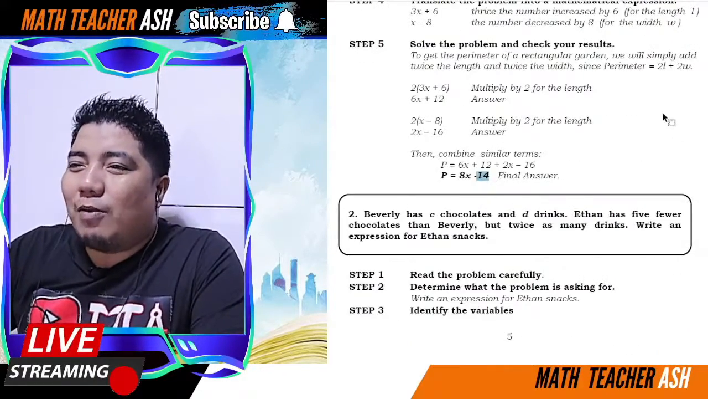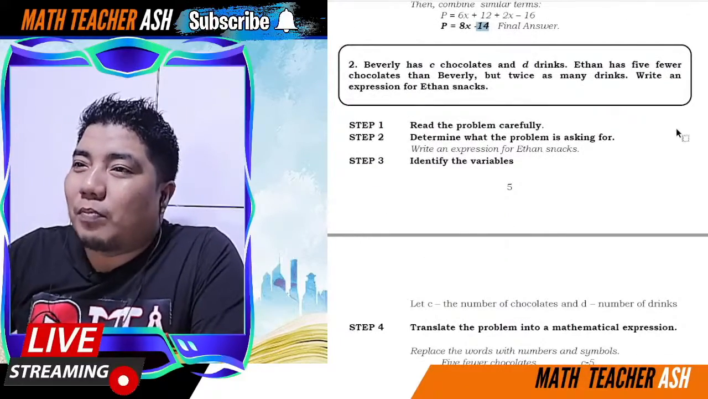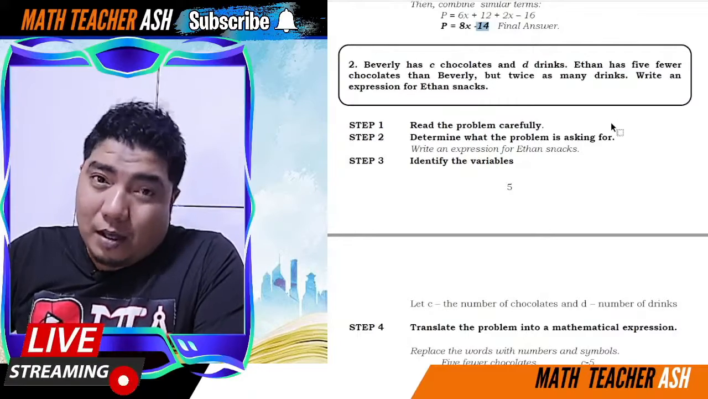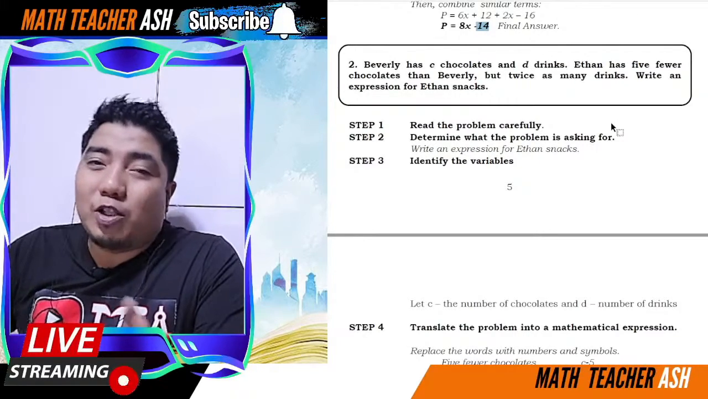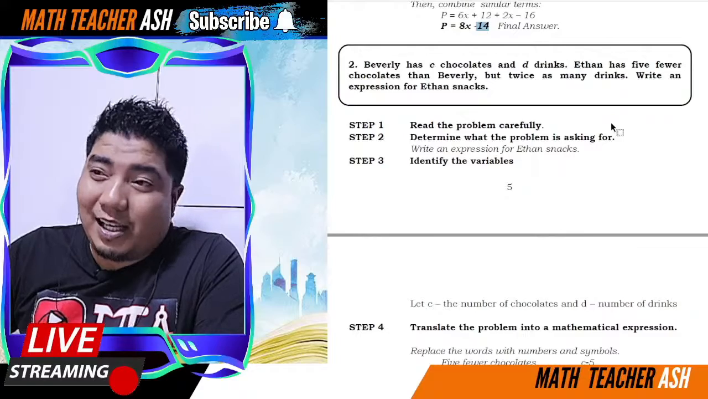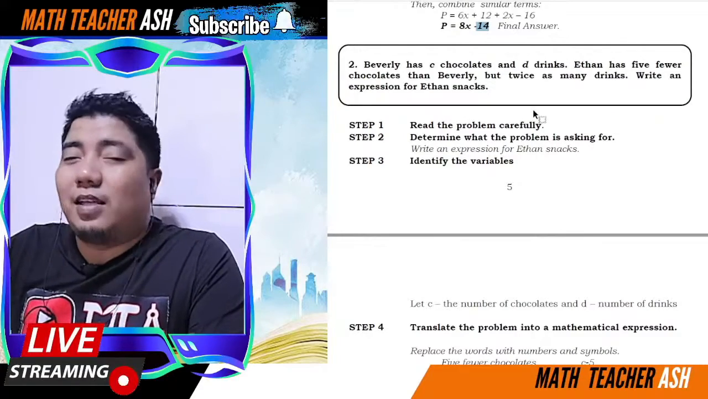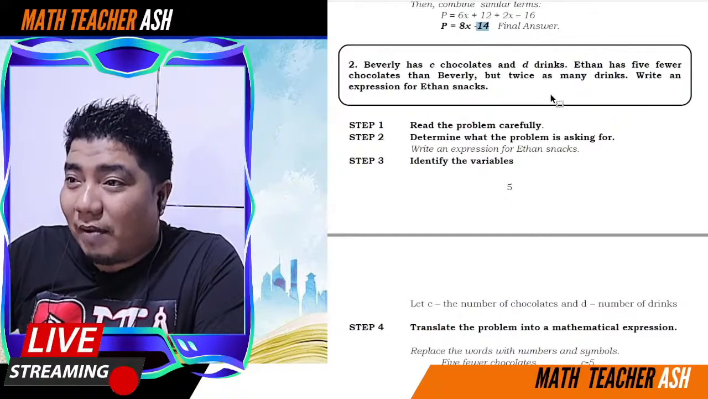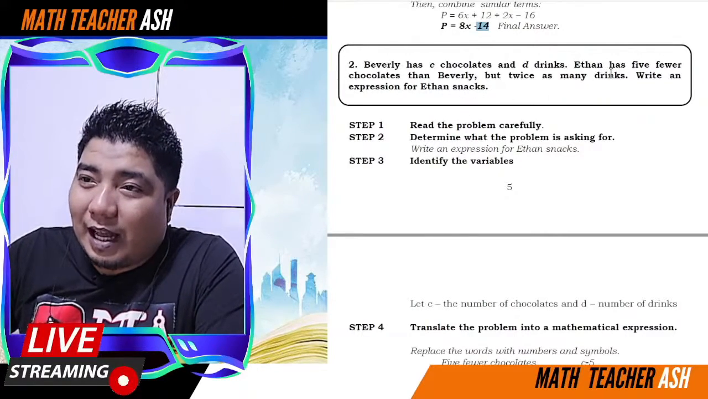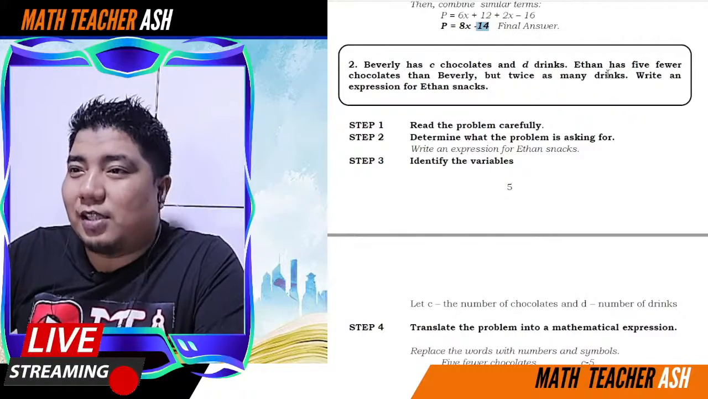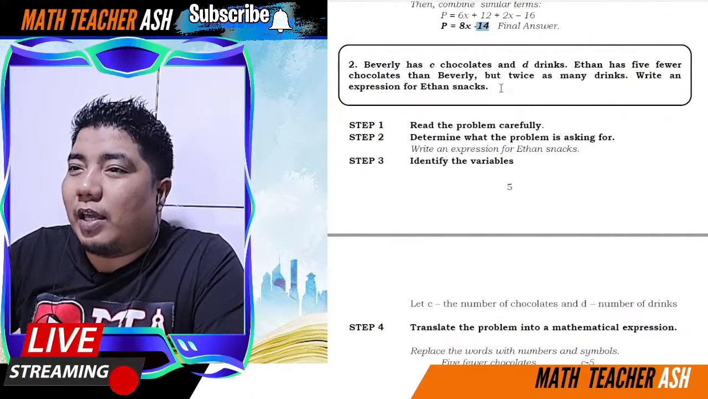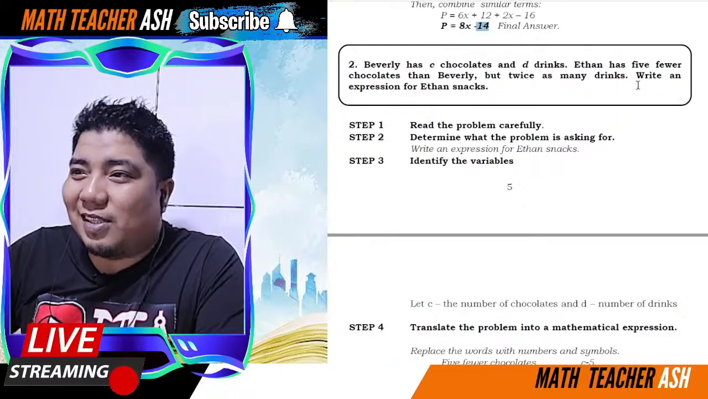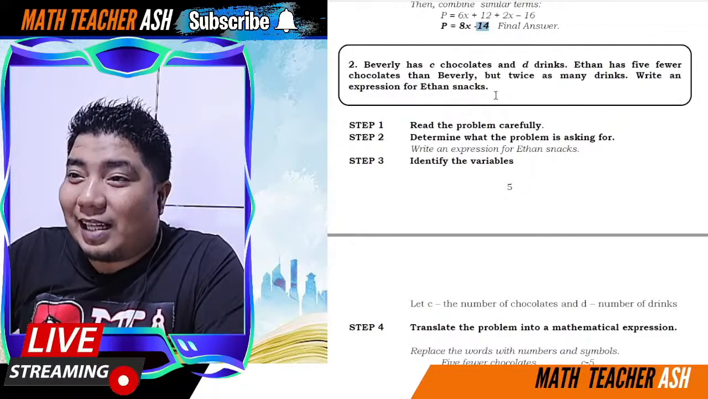Okay, so now let us go to the second problem. Beverly has C chocolates and D drinks. So, she named her chocolates with the variable C and the drinks with the variable D. Ethan has 5 fewer chocolates than Beverly, but twice as many drinks. Write an expression for the eaten snacks.